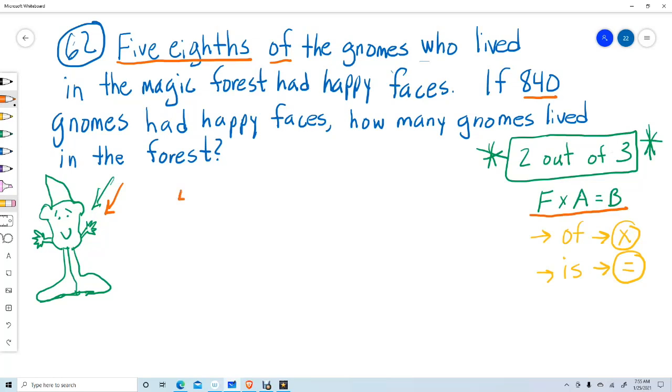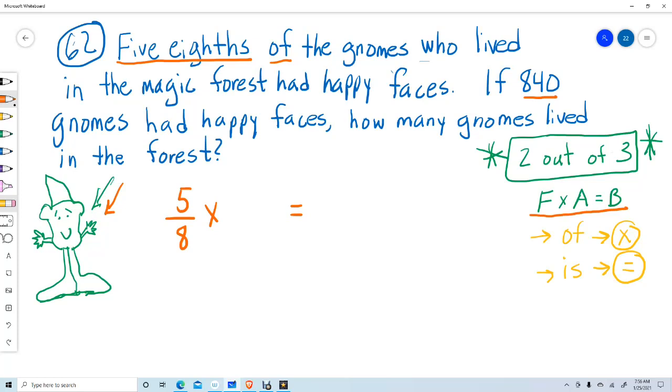So let's write our 5/8. Let's see if we can translate this. We already see the word of there, and we know that means multiplication. Is it going to be 5/8 times 840 equals a missing number? Let's think about this. Kind of talk your problem out. Sometimes talk it out vocally. Think it through. I have some total number of gnomes. Some of them have happy faces and some of them don't. Which part do I know? Do I know how many total gnomes there are, or do I only know how many have happy faces? Do I only know part of the total?